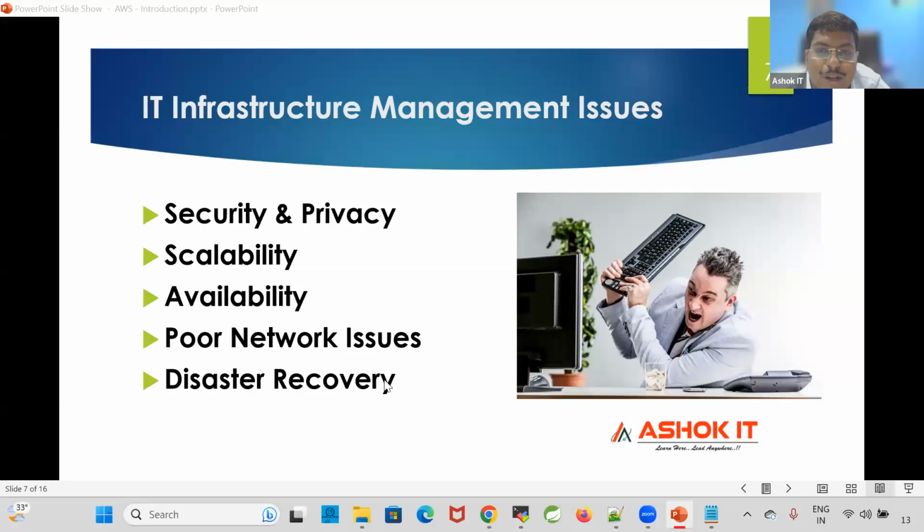You cannot focus on your business. You cannot focus on your company. You cannot focus on the growth of your company. So that is the reason today companies are not interested in maintaining the infrastructure, because infrastructure management, infrastructure purchasing, and infrastructure maintenance is very, very difficult.